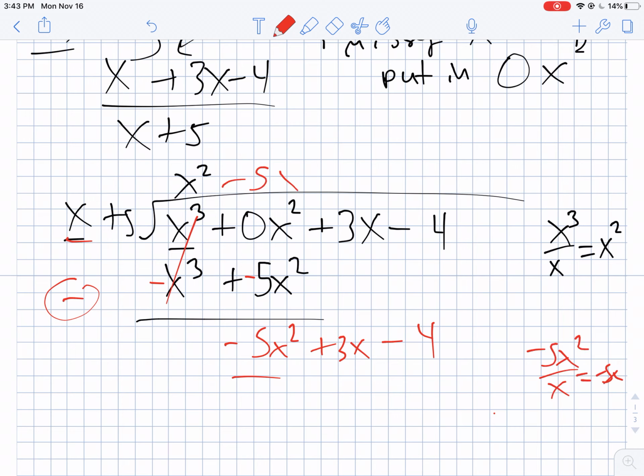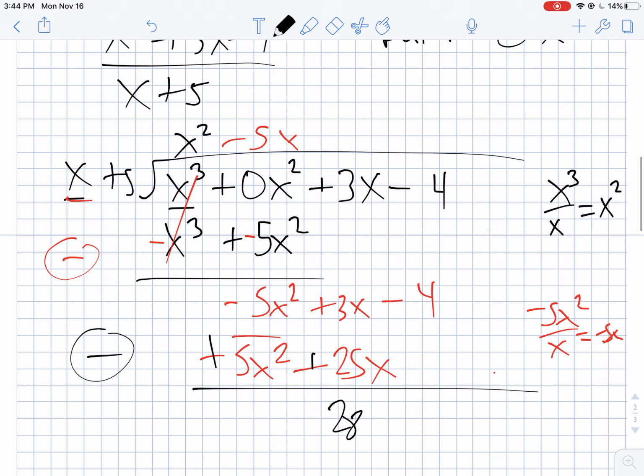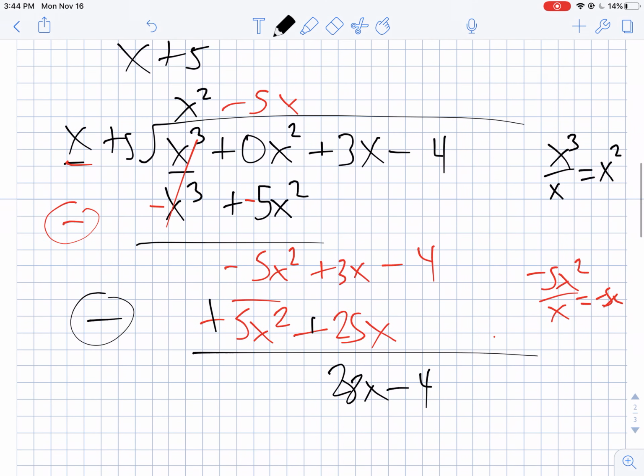That's my next term. Okay, multiply down. So negative 5x squared minus 25x. Okay, so at this point in time, I'm going to do a subtraction. So that's a plus, so I'm going to get 28x minus 4. Okay, so again, we look at the first terms. When we divide, we're always just dividing in the first terms. So we do 28x over x is just plus 28.